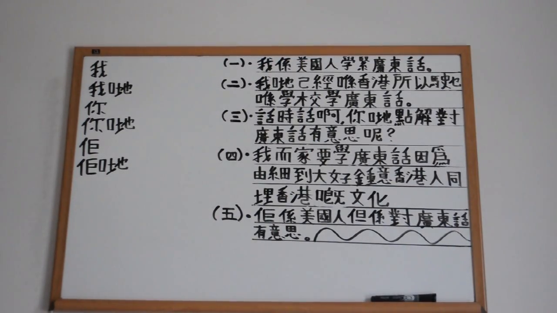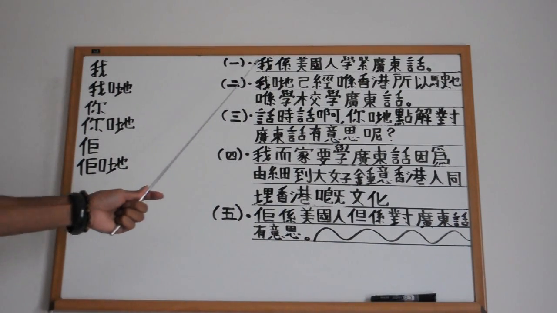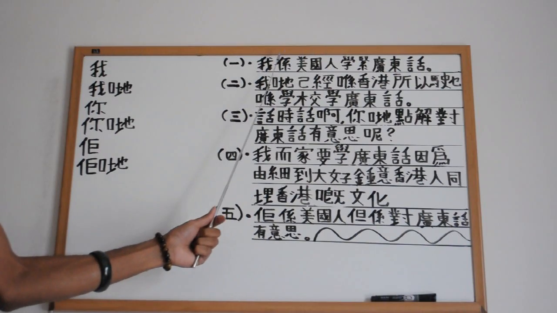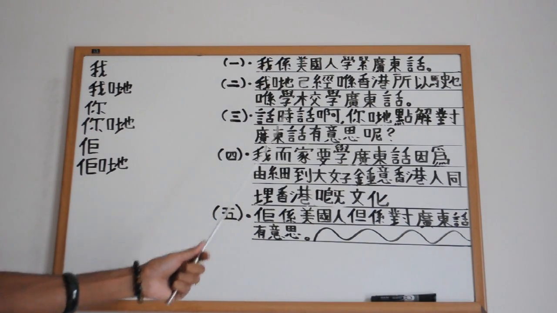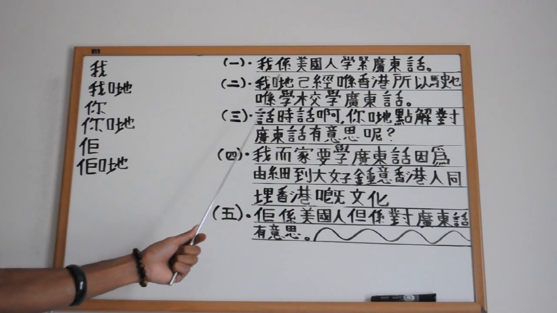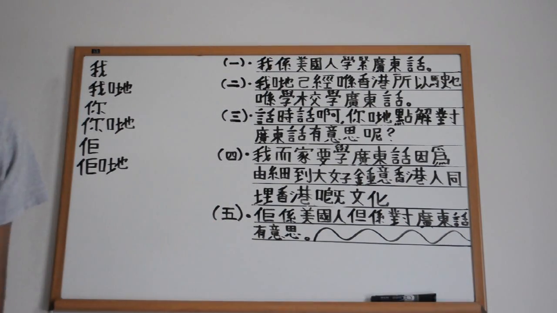So the first one you see, I use all or 我係美國人學緊廣東話. So that's one. Alright. Number 2, I use 我哋已經, 我哋 for we.